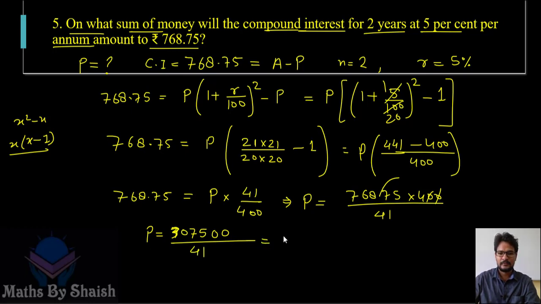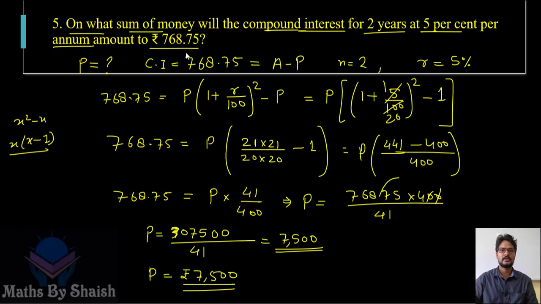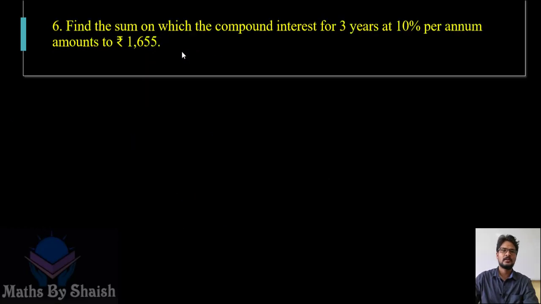41 7s are 287, and then we will get this as 7,500. So the amount is P equals 7,500, for which the compound interest is 768.75. Here is the sixth question.